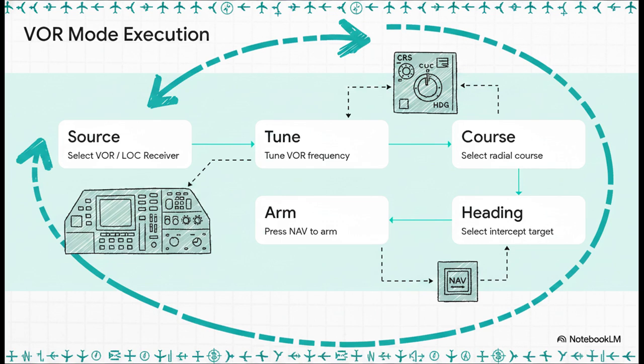C for course. Fourth, select your intercept heading target. H for heading. Point the aircraft toward the intercept. And finally, press the nav push button to arm the mode. A for arm. If you follow this strict STCHA sequence, you'll get a flawless execution every single time.